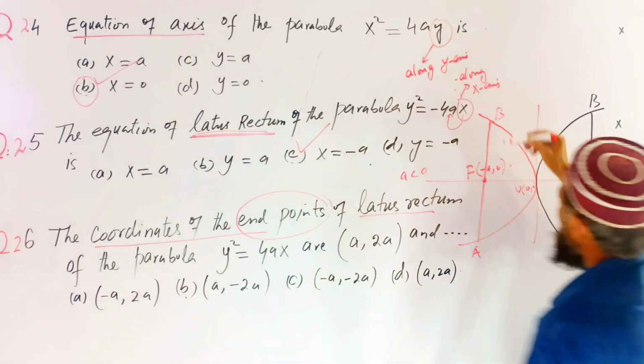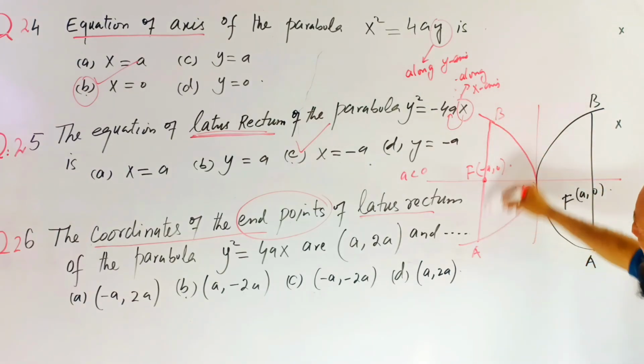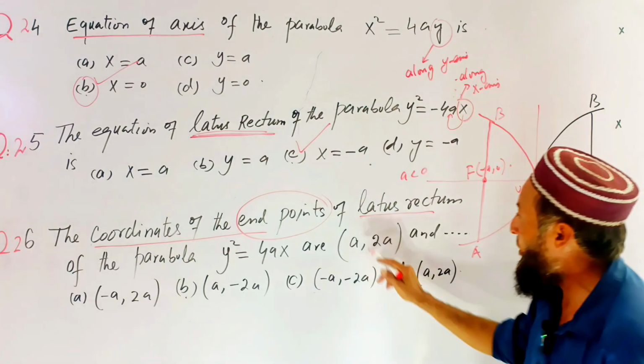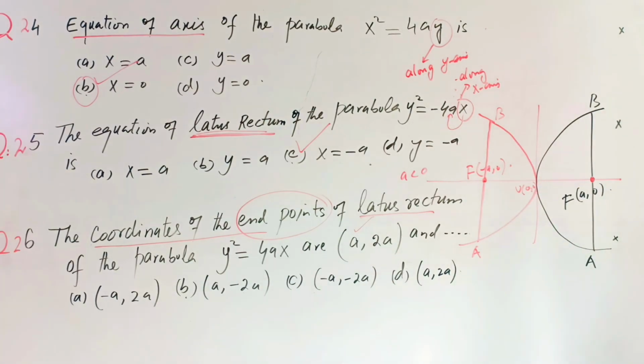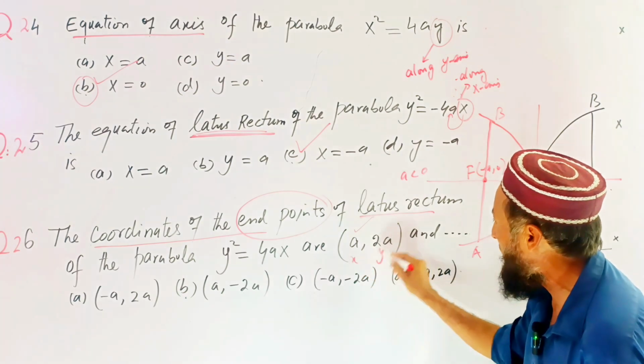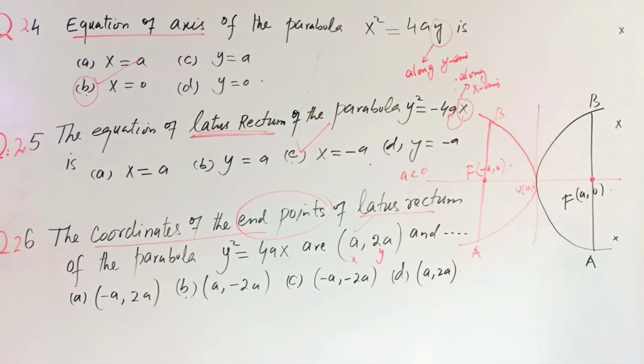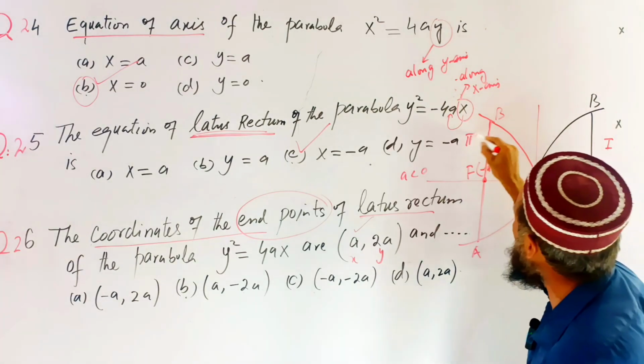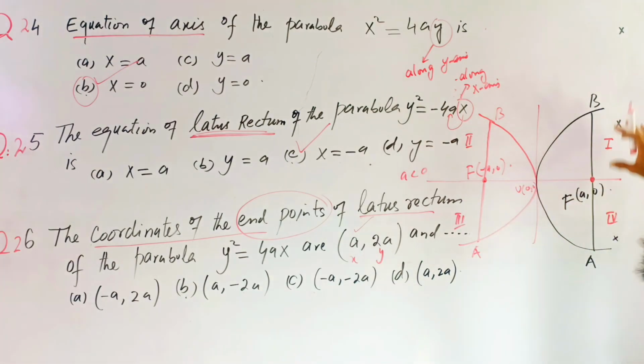What is latus rectum? I have discussed this one. AB length is called latus rectum, which passes through the focus. So here the end points, one is given. If one point is a, then x is equal to a, y is equal to 2a. Both are positive. It means this is the first quadrant and this is the fourth quadrant, and here are the second and third quadrants. From the coordinates, it means that the parabola lies in the first and fourth quadrants.